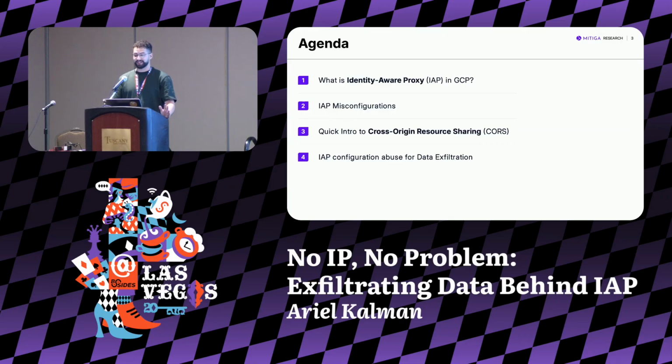So the agenda for today, we'll start by explaining what is Identity-Aware Proxy and how it works behind the scenes. Next, I'll show you two IAP misconfigurations that we saw in the wild too many times. The next part will be a quick introduction to cross-origin resource sharing, a security feature in web browsers, and we'll explain how it is related to IAP and how it may allow attackers to exfiltrate secrets. And the last part, the most interesting one, is an IAP configuration that, if enabled, allows attackers to exfiltrate secrets from sensitive environments.